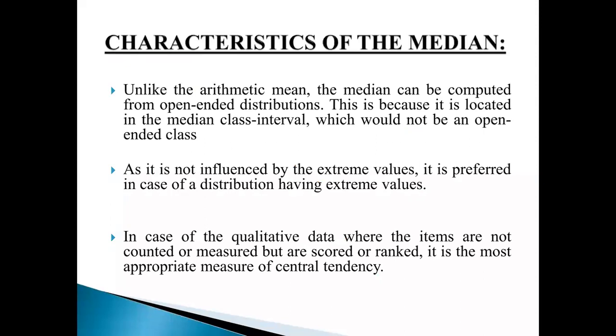Now some of the characteristic features of the median. Unlike the arithmetic mean, the median can be computed from open end distribution. This is because it is located in the median class interval, which would not be open end classes. And it is not influenced by extreme values. It is preferred in case of distributions having extreme values. That means in case of extreme values, arithmetic mean cannot be used. In such cases, median can be used. So whether it is open end or closed end, median is the most appropriate measure of central tendency. In case of qualitative data, where items are not counted or measured but are scored or ranked, it is the most appropriate measure of central tendency.